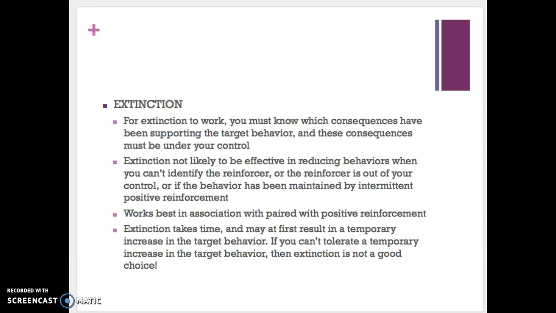Extinction is not always an option, especially when there is safety involved. So we would not use this strategy when a student is trying to bolt or run across the street, just for example. So you would not want to withhold attention from that behavior, because that is a safety issue.